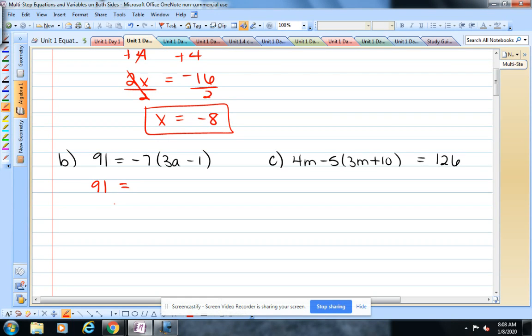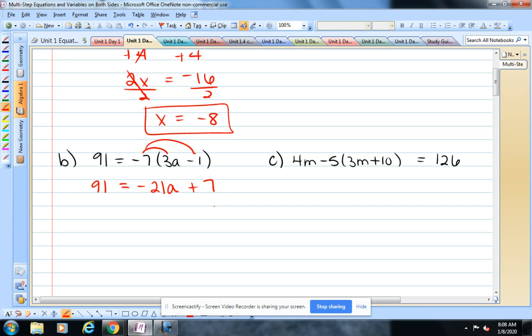And copy your equal sign. And then you're going to start distributing. So what is negative 7 times 3a? Very good. Negative 21a. And then you got to distribute negative 7 to negative 1 also. So what is negative 7 times negative 1? Positive 7. So you put a plus 7. It's a positive 7. If you don't put plus 7, it's going to be wrong. You're going to miss it. So watch your signs. A negative times a negative is a positive.